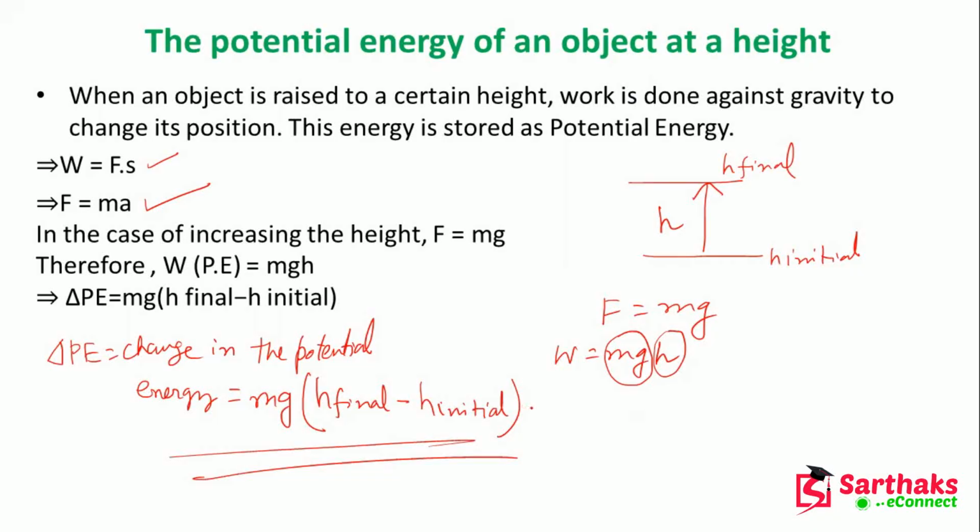So what is potential energy? mgh. And what is kinetic energy? Kinetic energy is half mv square, and potential energy is mgh. Here h is the height, g is the gravitational acceleration, generally 9.8 meter per second square, and m is the mass of the body or mass of the object. Clear? Okay. Next.